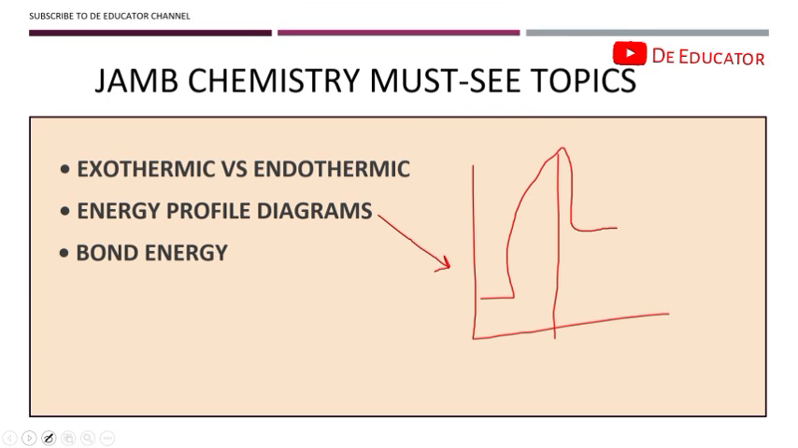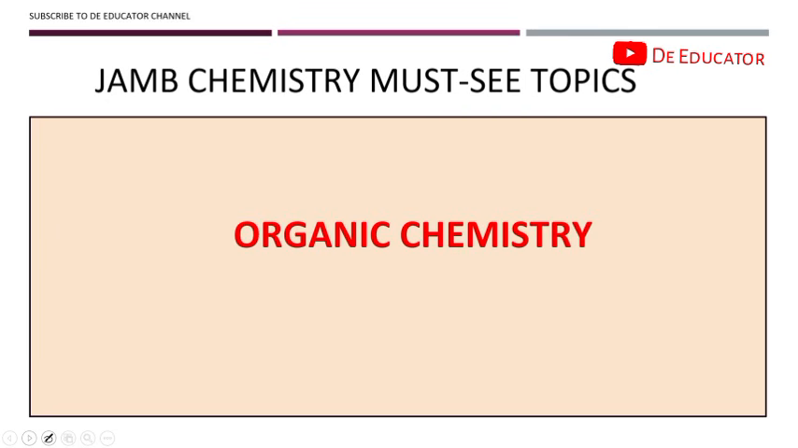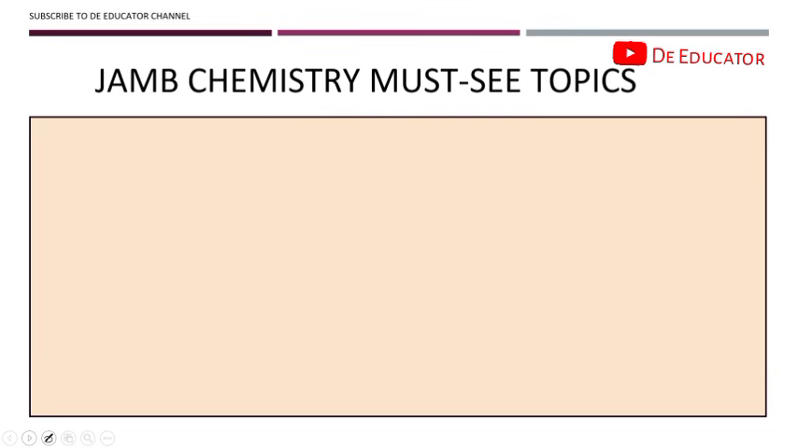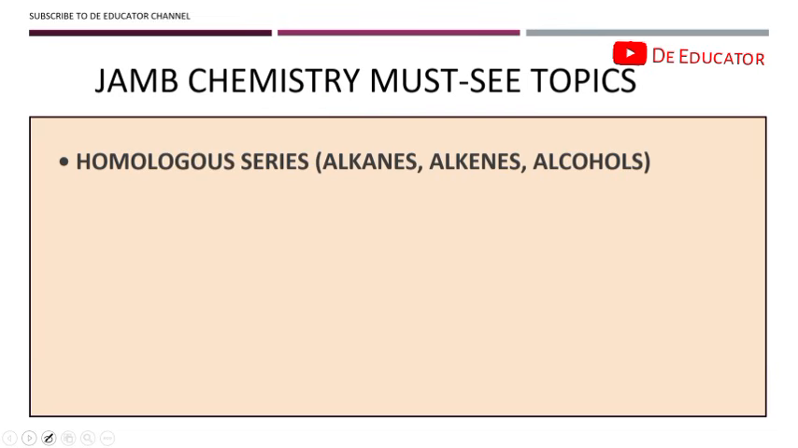Moving on, you should take note of bond energy also. Then another important topic: there is no way that you will write chemistry without seeing organic chemistry. You must definitely come across it, and it's very important for you to know the concepts under organic chemistry. The first one is homologous series: alkanes, alkenes, alkynes, alcohols, alkanals, all those things. You should know their formulas, and what's the first member, second member, third member. As simple as those things are, please take note of them.